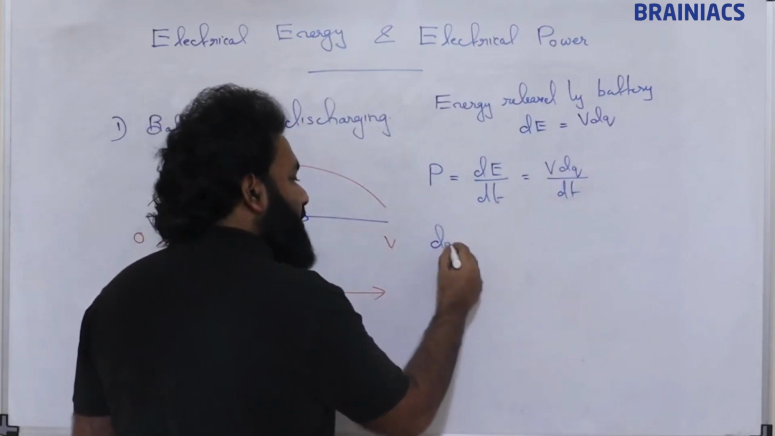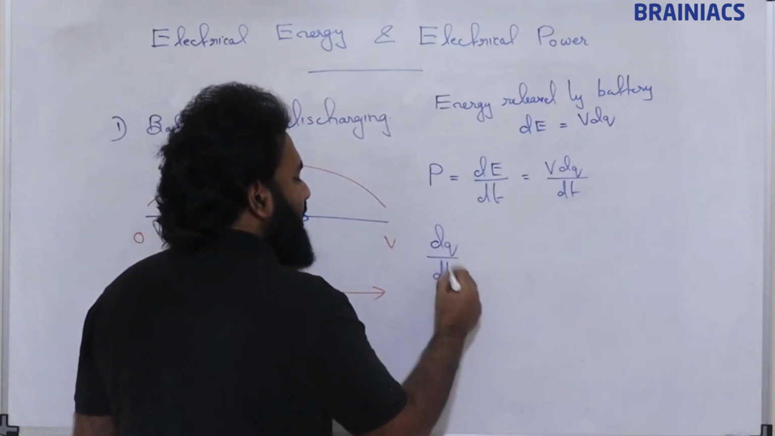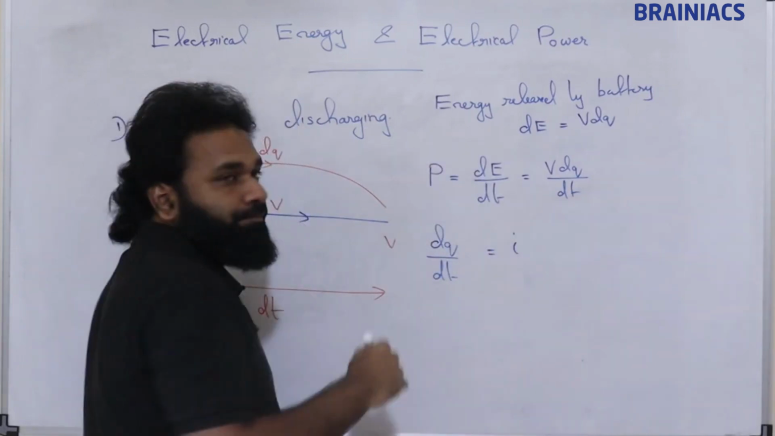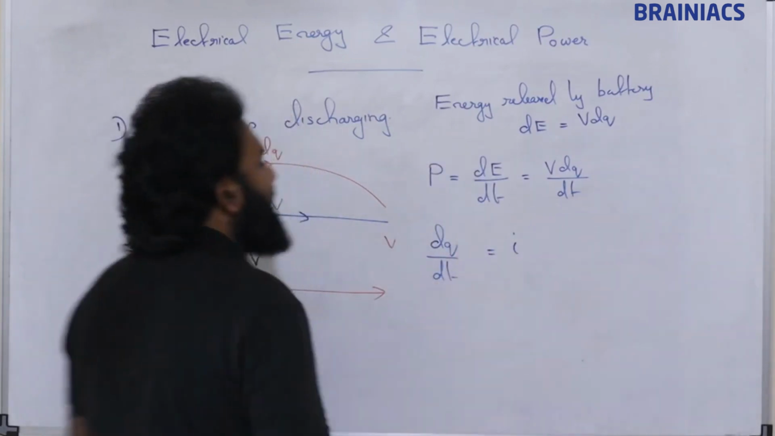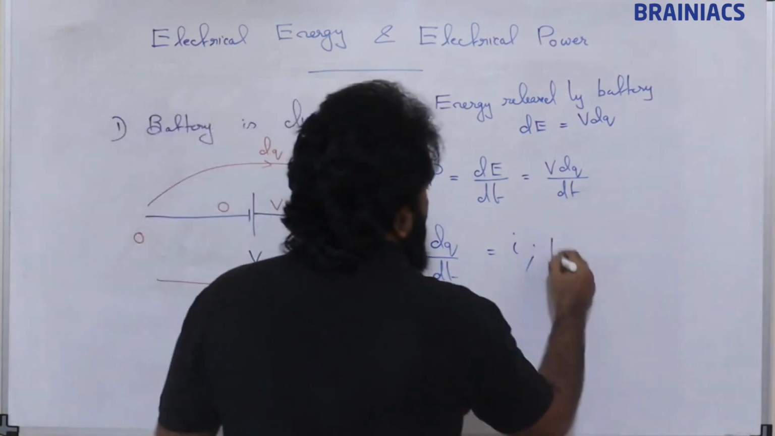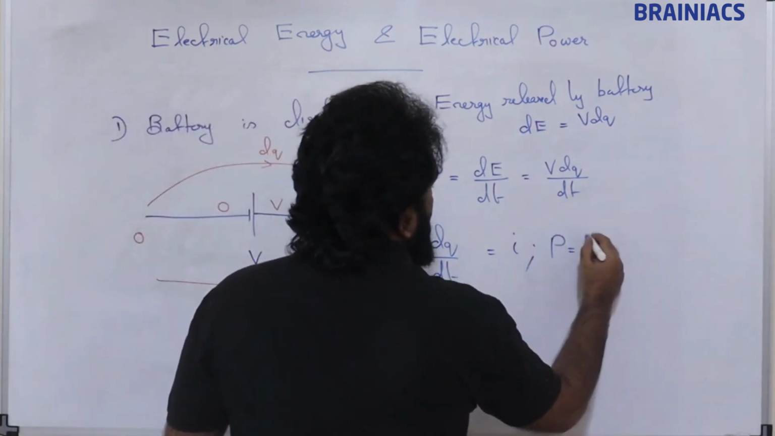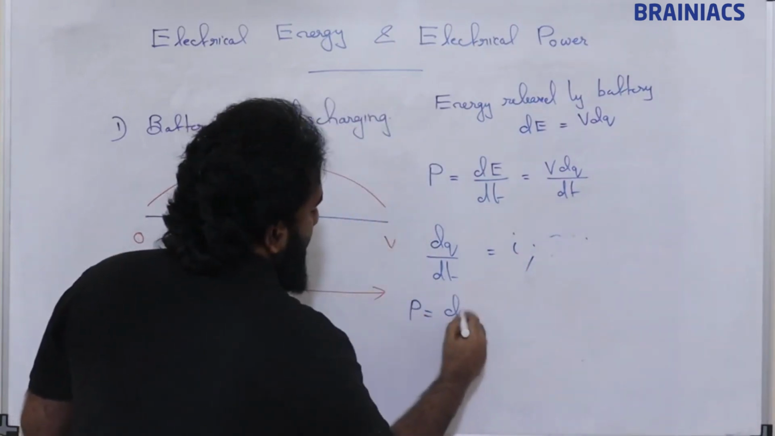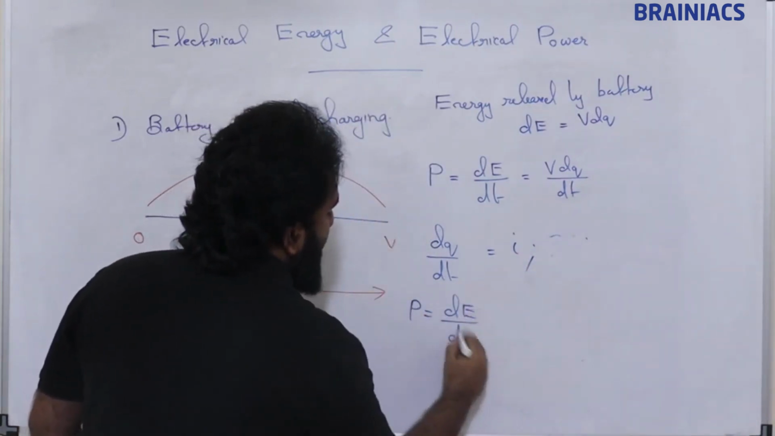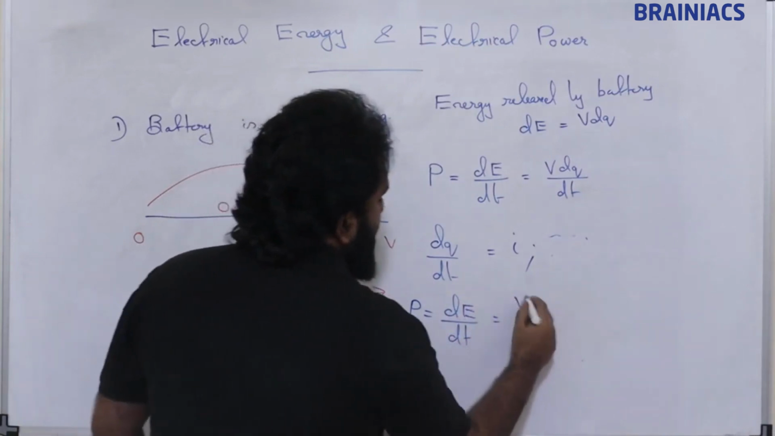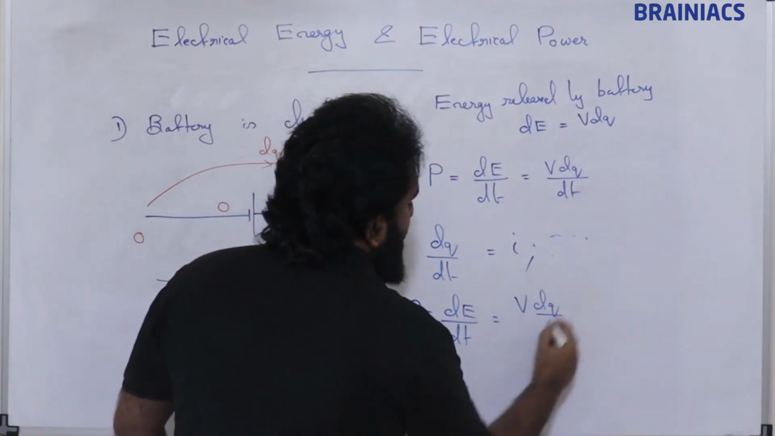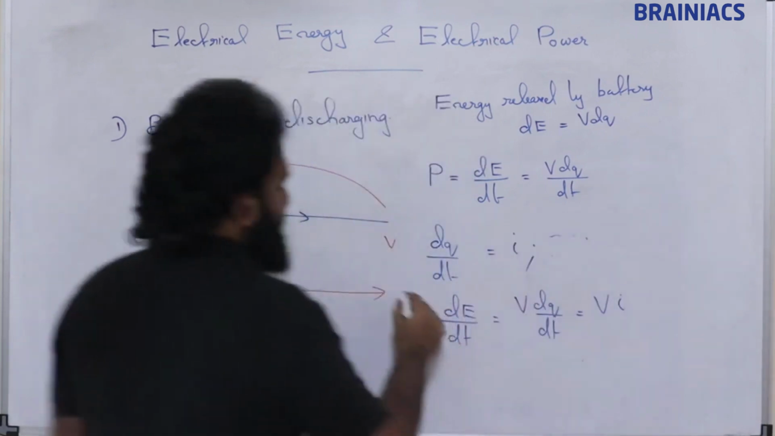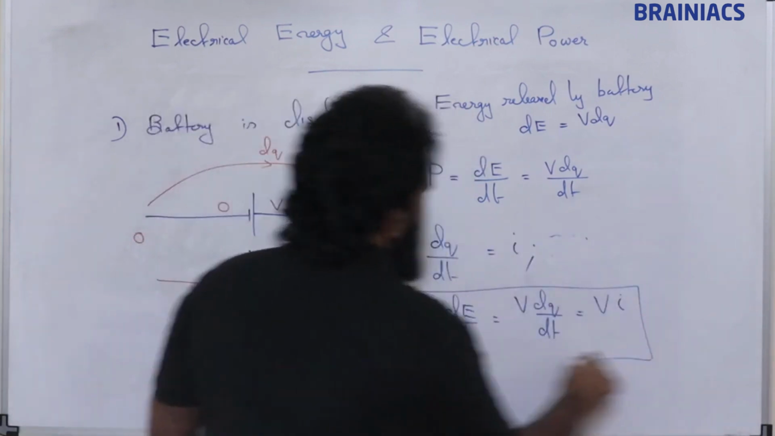In the beginning of the chapter we have studied this. What is dQ by dt? It is current. dQ by dt is current. So we can say power P is equal to dE by dt, which is nothing but V dQ by dt, which is nothing but V into I. So this is what power is.